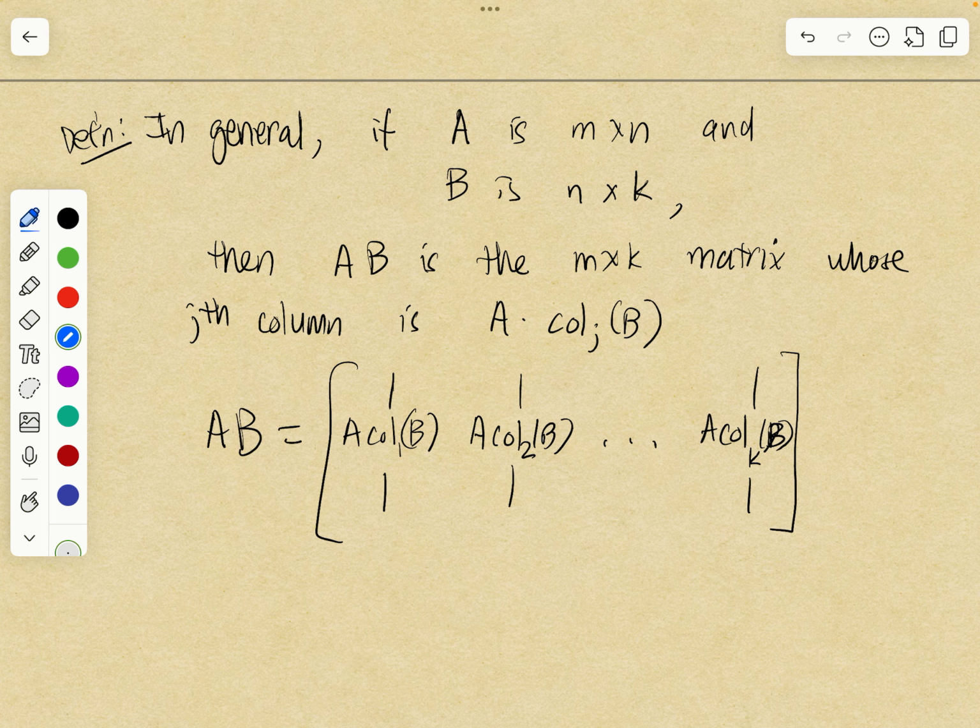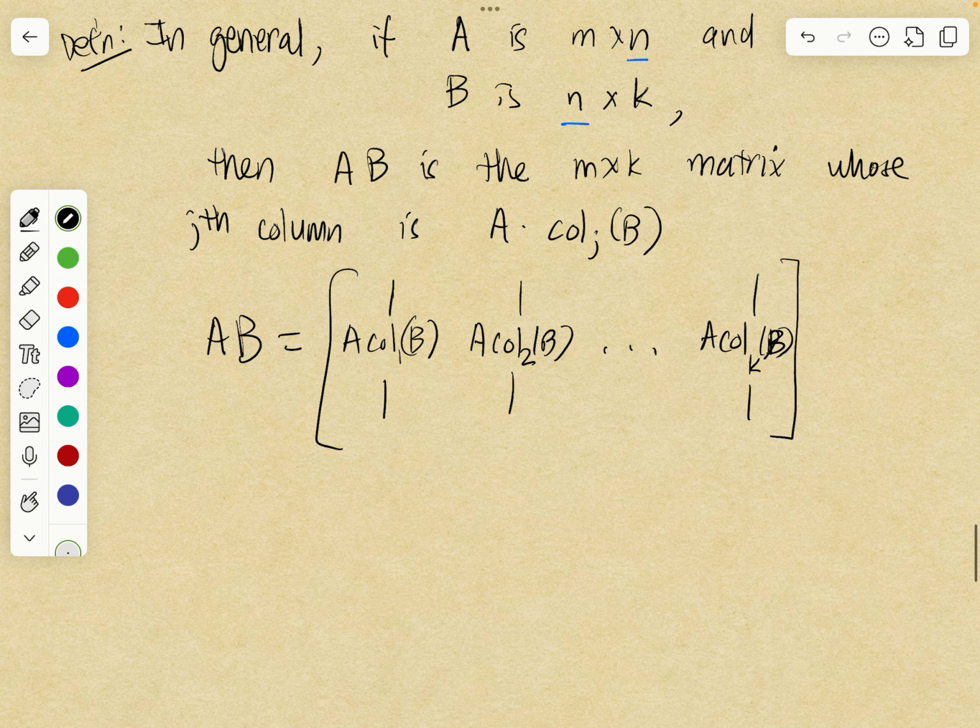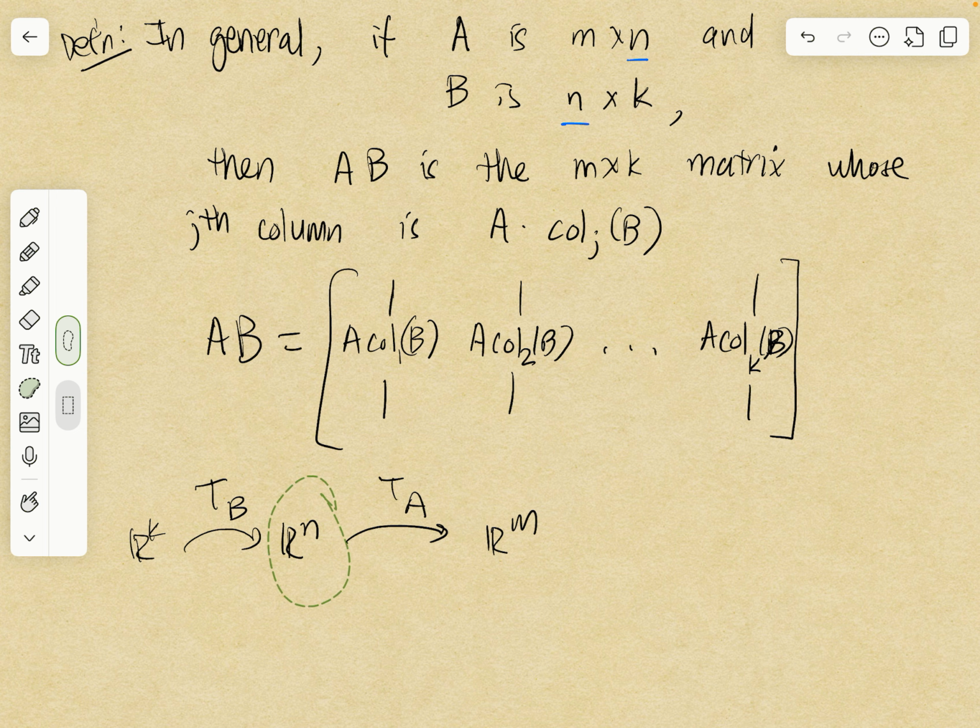Now, in order for this product to be defined, the two n's here have to be the same. In terms of the picture, what's going on is you have this matrix A that's taking vectors in R^n to vectors in R^m, and you have this matrix B that's taking vectors from R^k to R^n. So in order for the composition to be defined, you need the target of T_B to be the same as the domain of T_A. You have to have that in order to have the composition. So that's why we define the product to be the way it is.